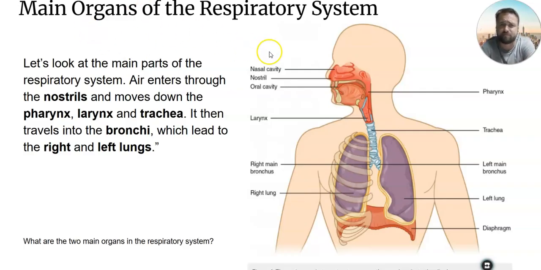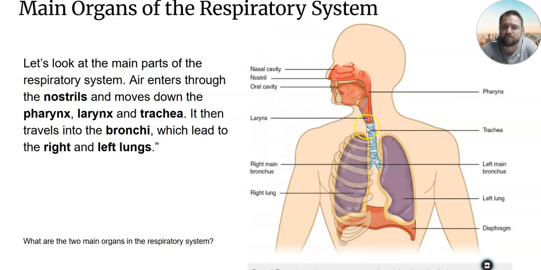Here you can see, here's our nasal cavity, the nostrils right over here. Here's our oral cavity, that's where your mouth is situated. And then right in the back of your throat, that there is called the pharynx, and it goes down. As the air passes down, it goes past the larynx, that's where your vocal box is also situated, and then it goes down the trachea.